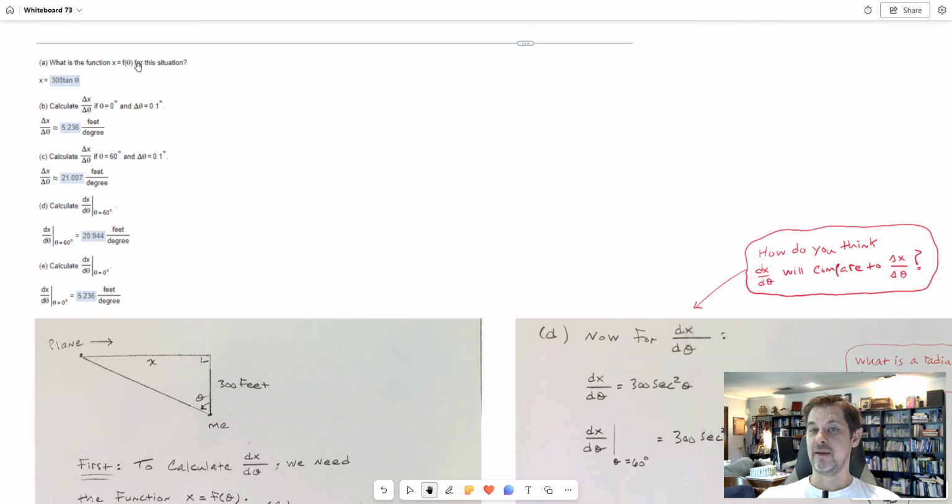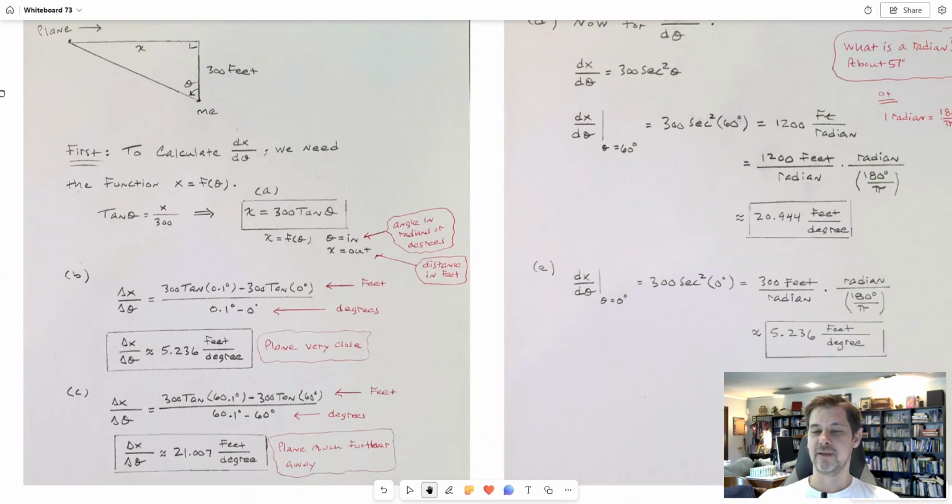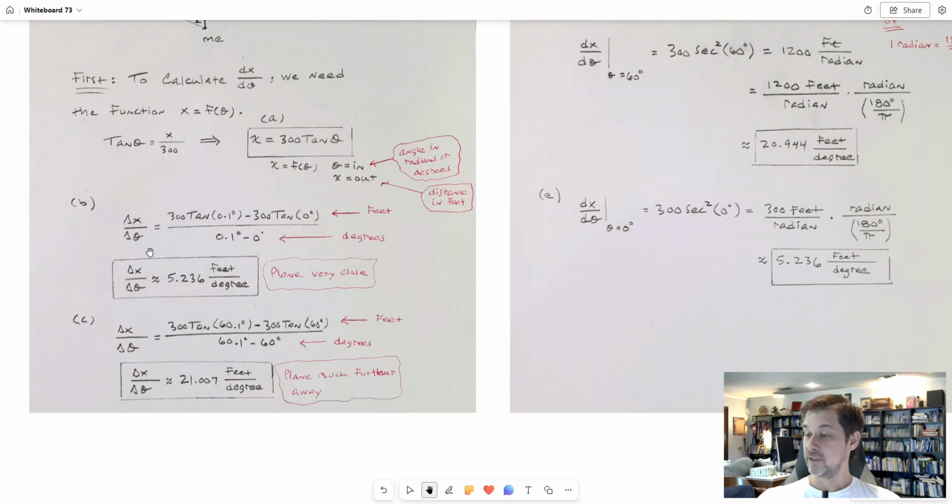Now that I've got that function, I can do the calculations I need. So B and C are to find delta x over delta theta, and B is if theta is 0 degrees and changes by 1/10 of a degree. Here's the formula for that. Delta x over delta theta, in this case, is 300 tangent 0.1 degrees minus 300 tangent 0 degrees, over 0.1 degrees minus 0 degrees. That's the change in x over the change in theta.